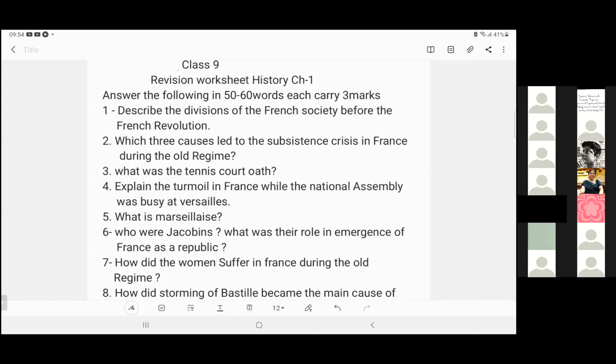Ma'am, can you please tell what is the meaning of the third question? What was the Tennis Court Oath? Beta, it means what was the Tennis Court Oath, that you have to tell. Ma'am, what time was it? What were the surrounding circumstances? The Tennis Court Oath happened when the Estates General was called for increasing taxes. Ma'am, in 1879 it occurred.